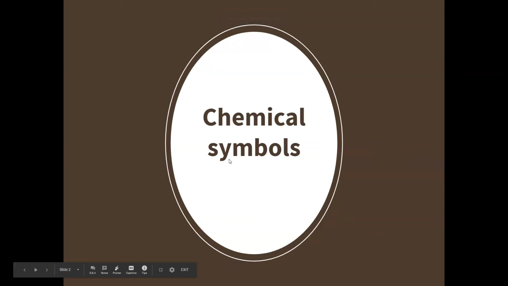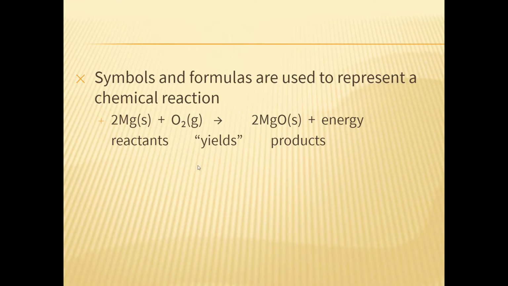This is our first instructional video in our chemical equations and reactions unit. Today we're going to talk about chemical symbols in chemical reactions and chemical equations. So the symbols and formulas in a chemical equation are used to represent the reaction in a way that we can look at and manipulate to determine a bunch of different things about what's going on in this reaction.